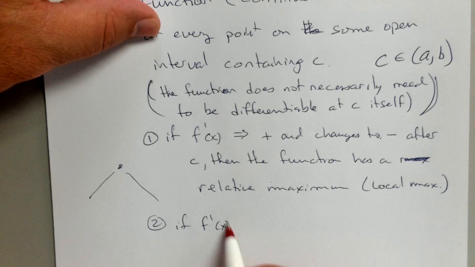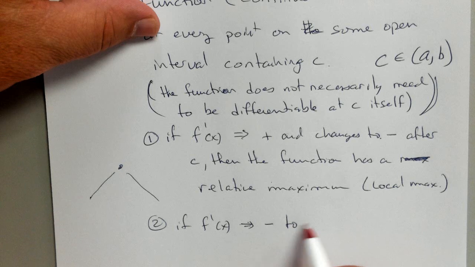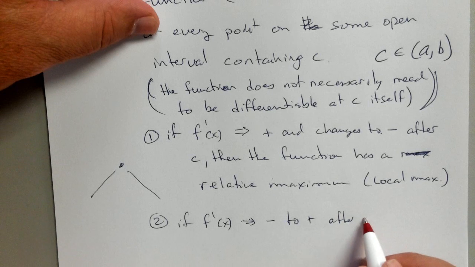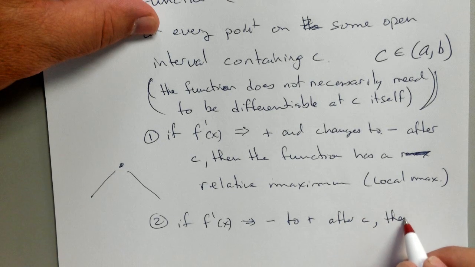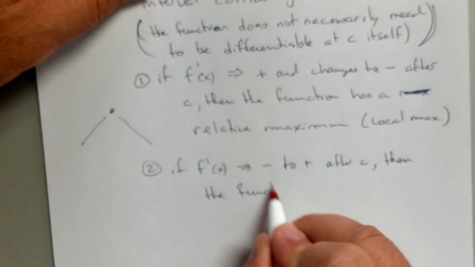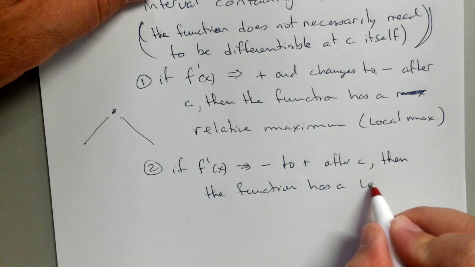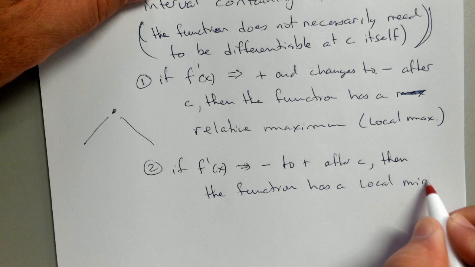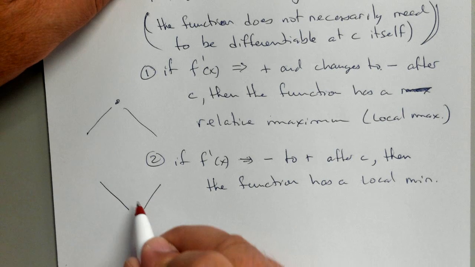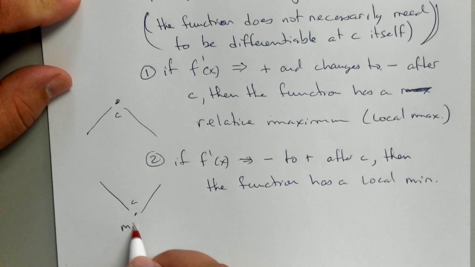If f prime of x changes from negative to positive after C, then the function has a local minimum. So if it's negative, then positive, here at C, then we have a local minimum.